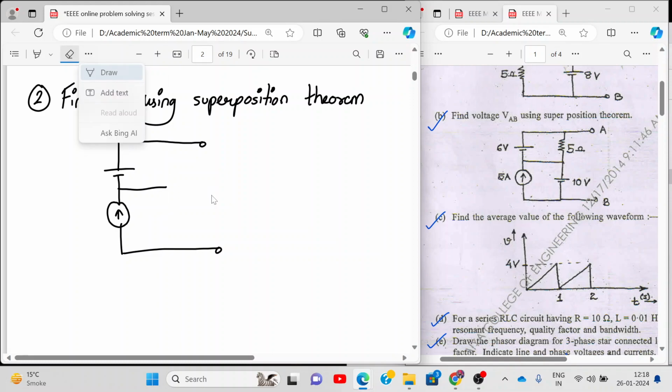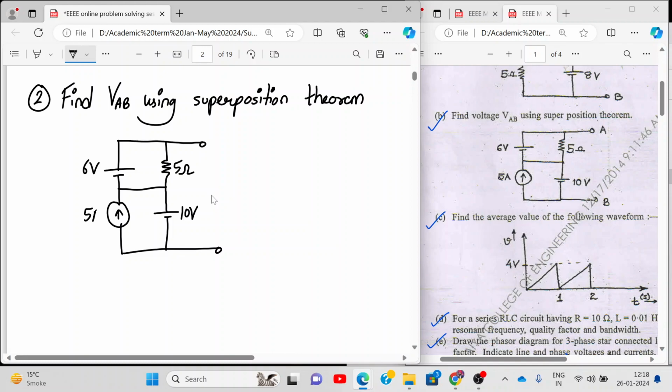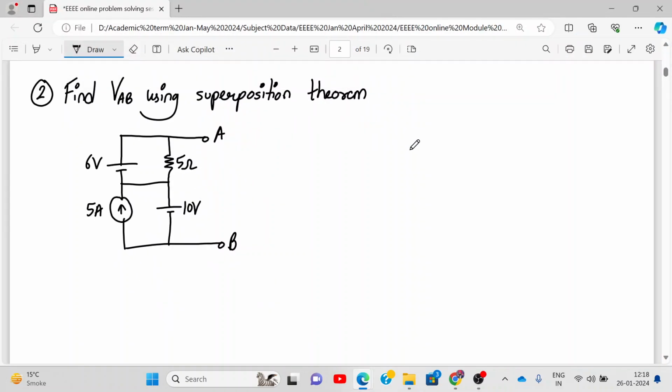Let me just draw it properly. 10 volt, 5 ohm, 6 volt, 5 amperes, and this is point A and B. So yeah, that's the numerical. This is again for 5 marks. We have to complete it within 5 minutes. So how to proceed forward?